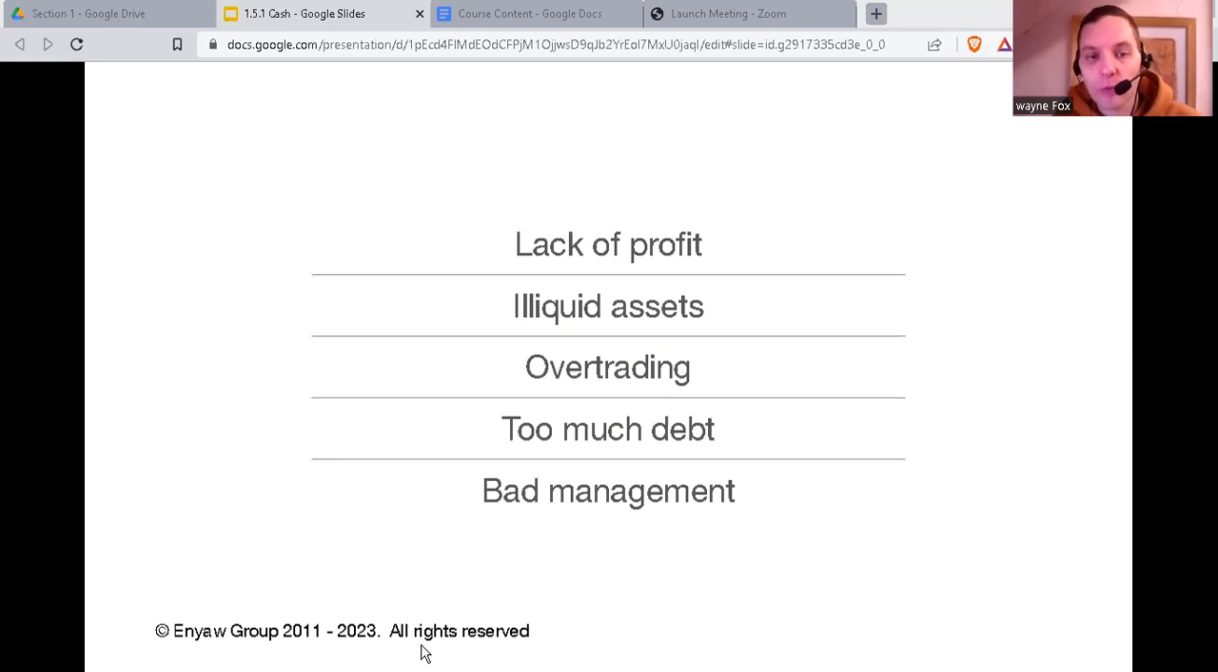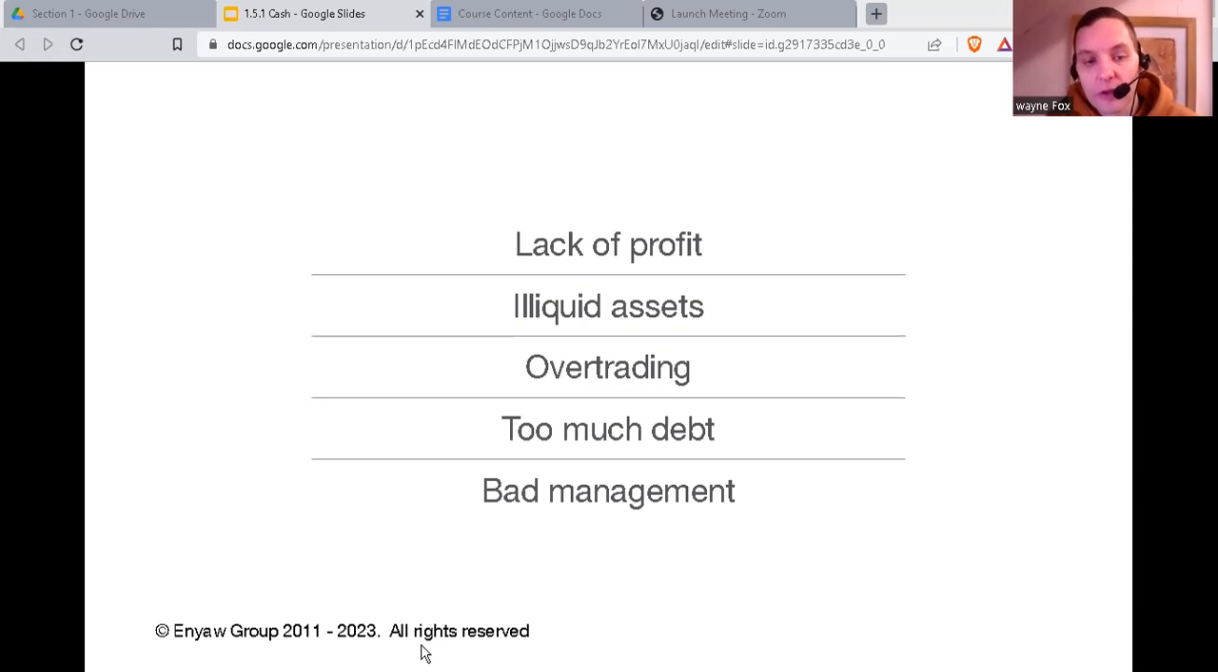The sole reason a business will fail is because it runs out of money. Give it unlimited funds and it will keep trading, despite how good the business model is or what external factors might impact it. There are 5 key reasons a business will run out of cash.